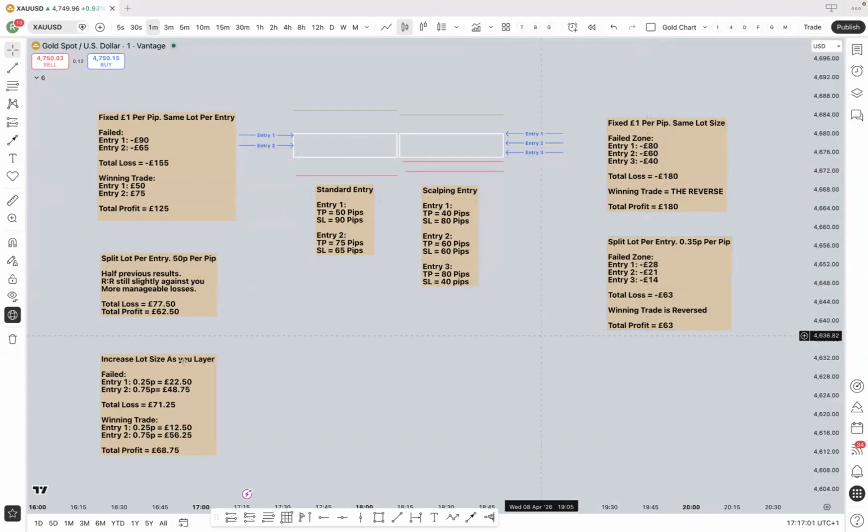Okay. Now, if we take this example and increase our lot size as you layer, okay, failed zone.